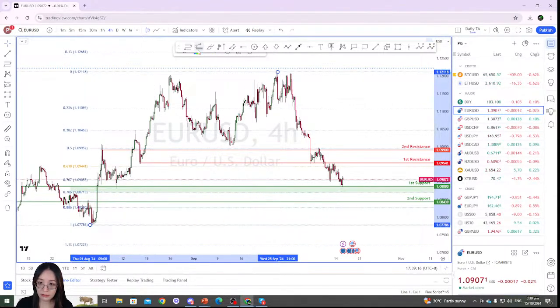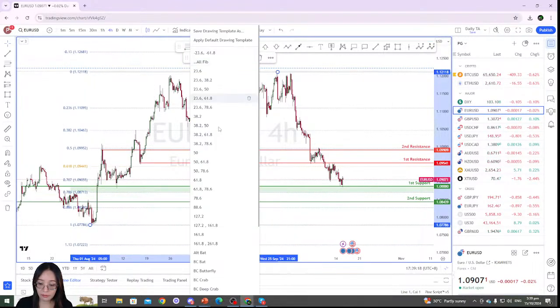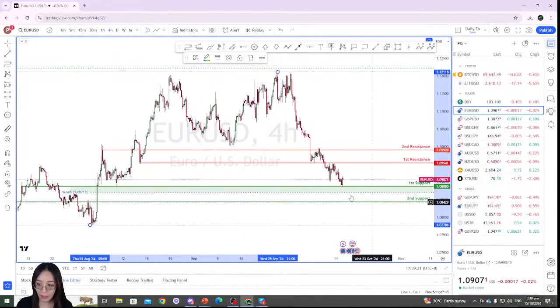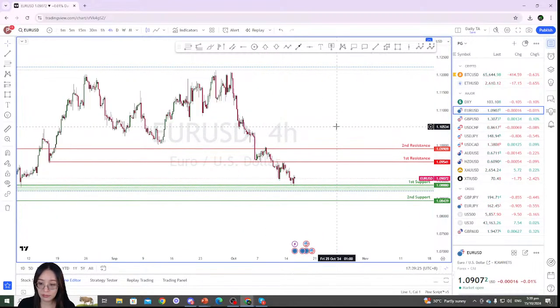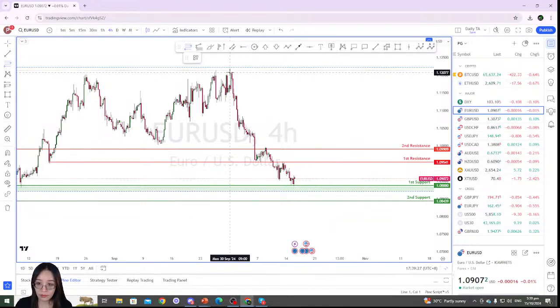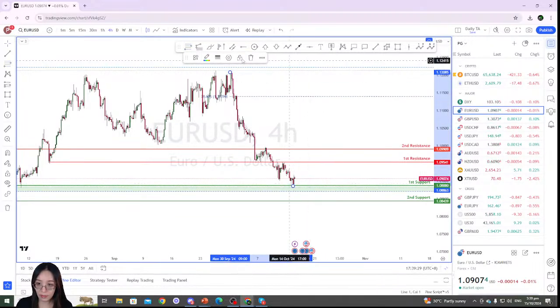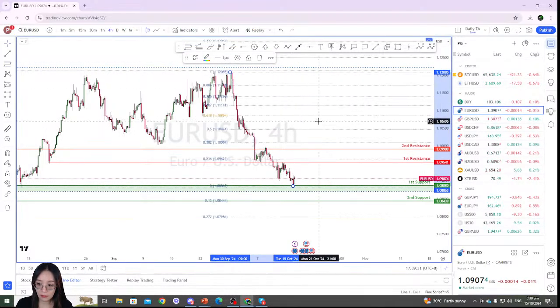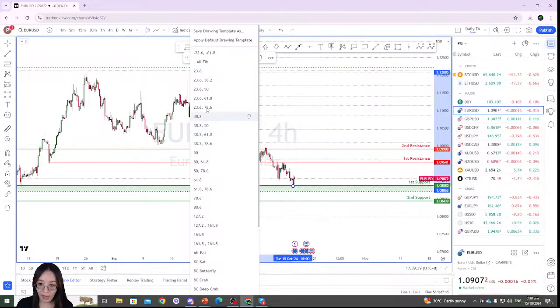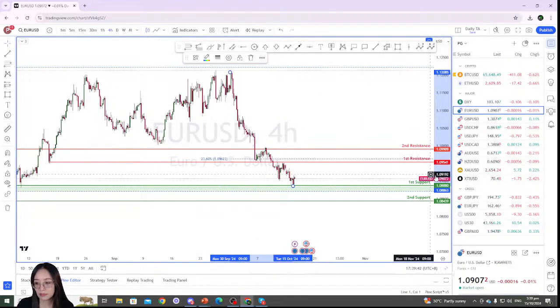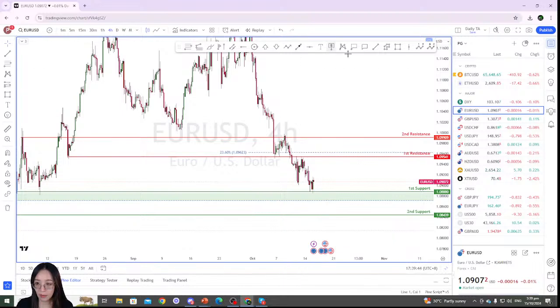because there is the 78.6% Fibonacci level. So this is my support level here. What about the resistance, from the swing high to swing low here? You can see that the first resistance lines up close to 23.6%. In this case, I just leave it at 23.6% for my resistance level.